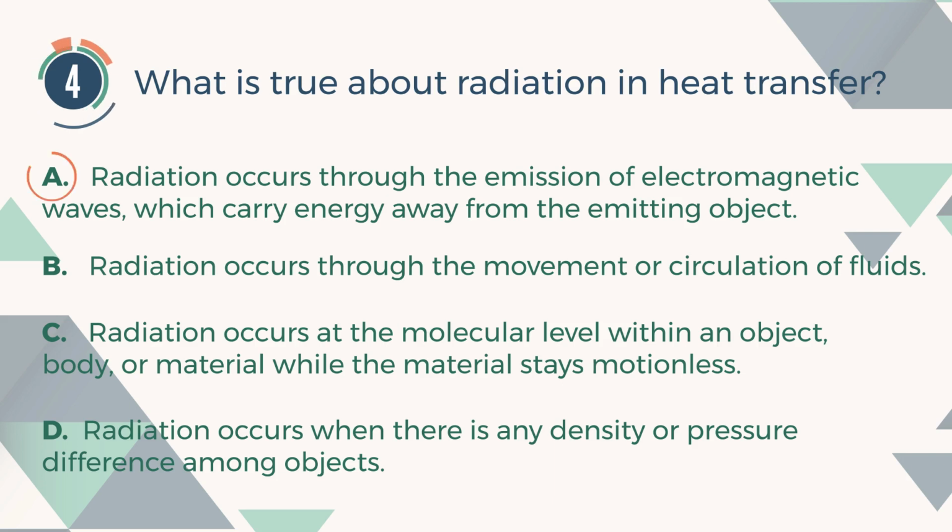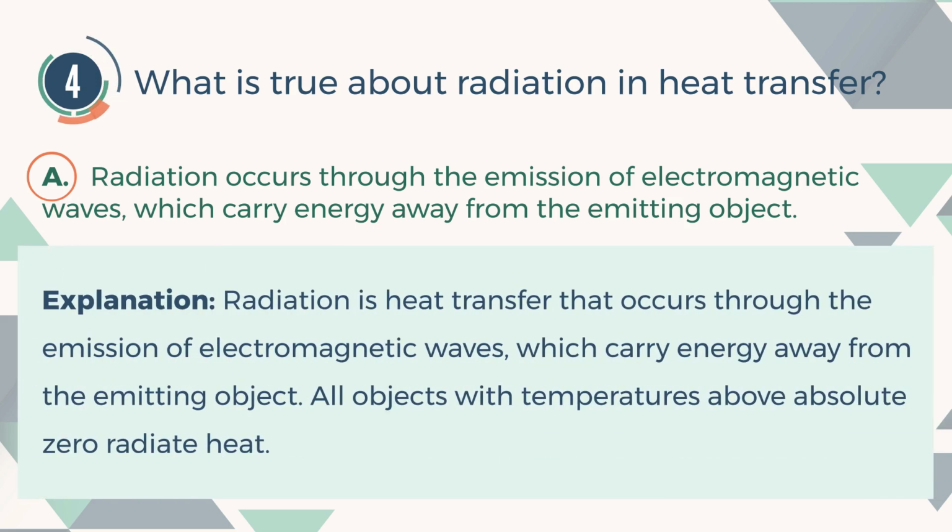The correct answer is A. Radiation occurs through the emission of electromagnetic waves, which carry energy away from the emitting object. Explanation. Radiation is heat transfer that occurs through the emission of electromagnetic waves, which carry energy away from the emitting object. All objects with temperatures above absolute zero radiate heat.